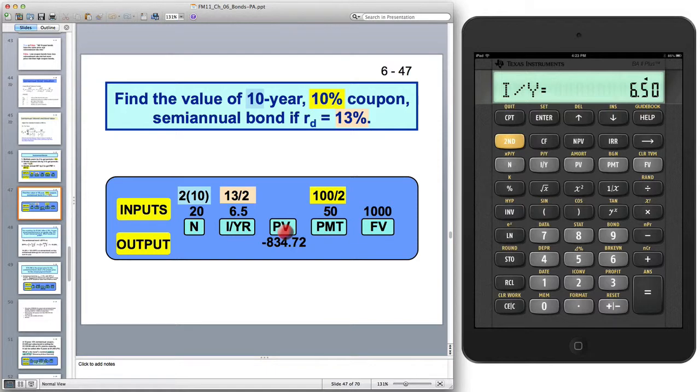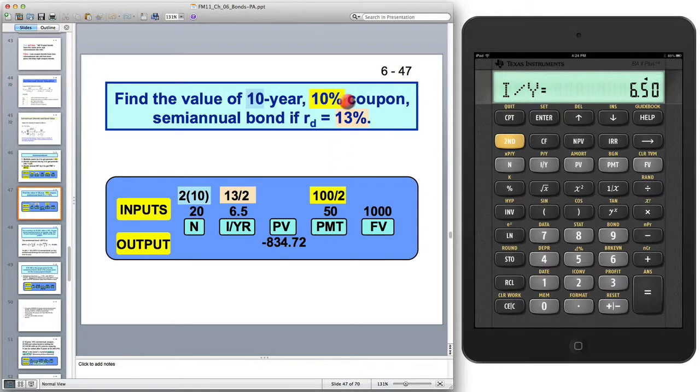PV, we are shooting for PV. We don't know what PV is, so we skip that. PMT is 50. How do you get 50? Well, there are actually 3 steps to it. First is this 10% coupon needs to be converted to a dollar amount. Sometimes students make a mistake and they'll just do 10 here, or 10 divided by 2, 5 here. No, PMT is a dollar amount. Please keep that in mind.